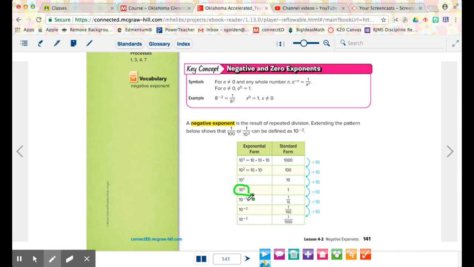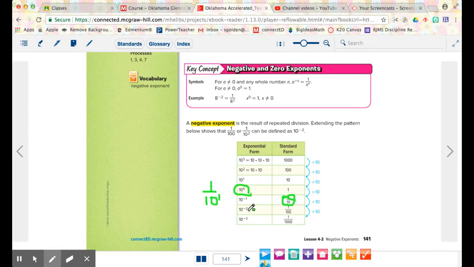Now, if we look further, 10 to the negative 1. What we would do is turn that into a fraction. It would be 1 over 10 to the first power. By putting it under 1 and making it a fraction, we can now make our exponent positive because it's a negative number, so it means it's really small. Okay, so it's 1 over 10, which makes it a fraction, which makes it very small. 10 to the first power, we know up here is just 10, so that would equal 1 over 10.